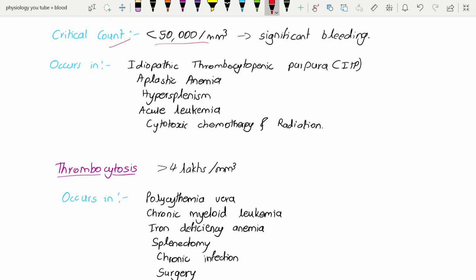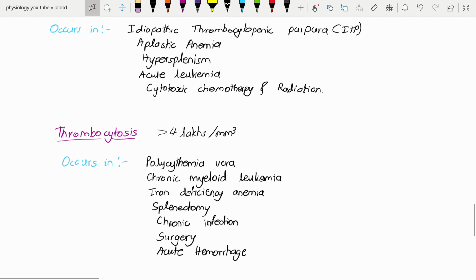When there is a reduced count of less than 50,000 per cubic millimeter of blood, it causes significant bleeding. And thrombocytopenia occurs in idiopathic thrombocytopenic purpura (ITP), aplastic anemia, hypersplenism, acute leukemia, and cytotoxic chemotherapy and radiation, where they suppress the bone marrow.